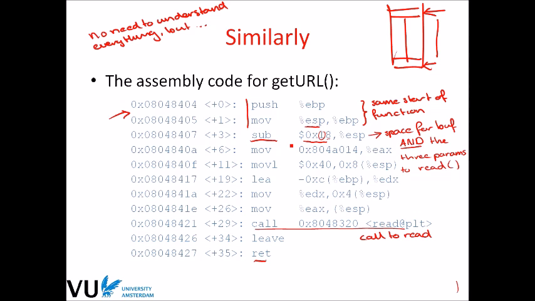Finally, we see a bunch of things which we don't necessarily want to understand at this point. Has some things to do with the parameters. And finally, we see a call to the read function. Okay, so here's a call to read, and then when we're done with the read, we leave the function, which is basically popping EBX of the stack and returning.